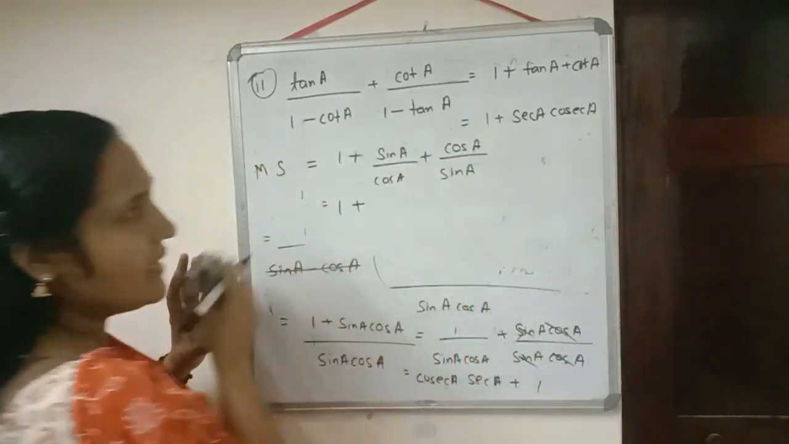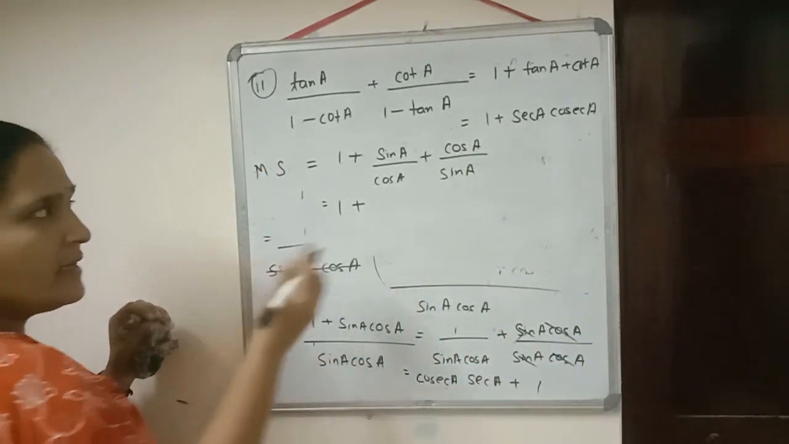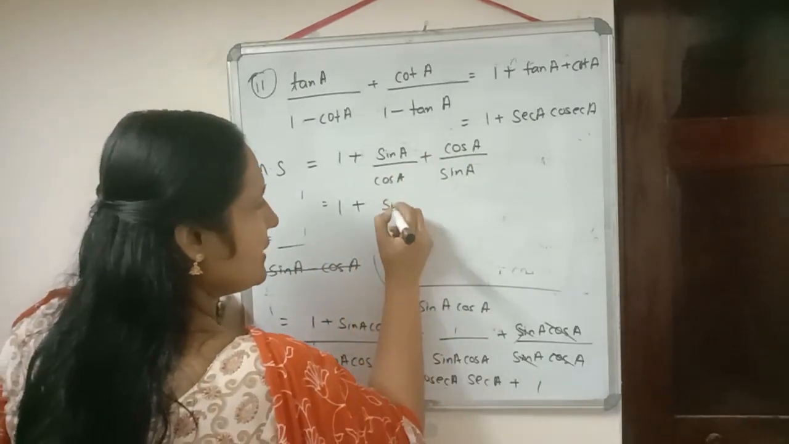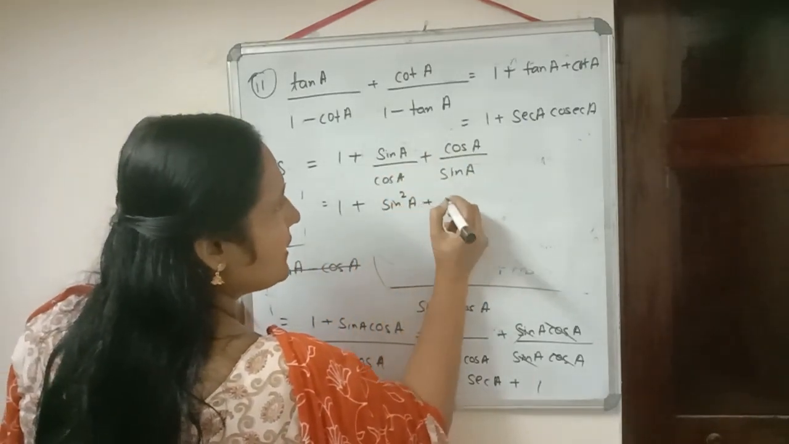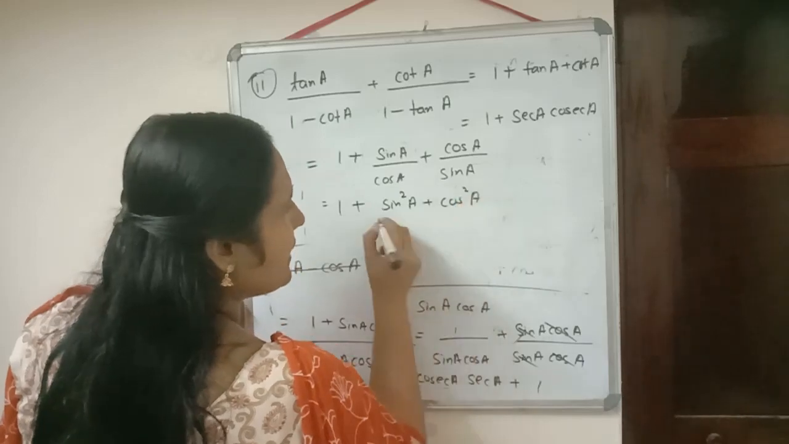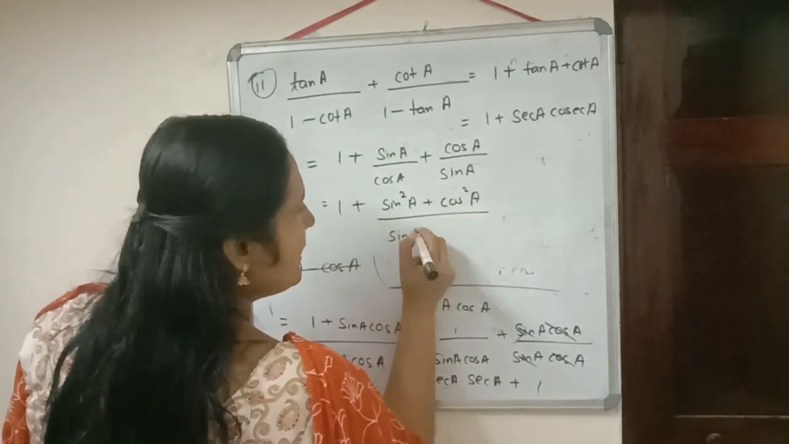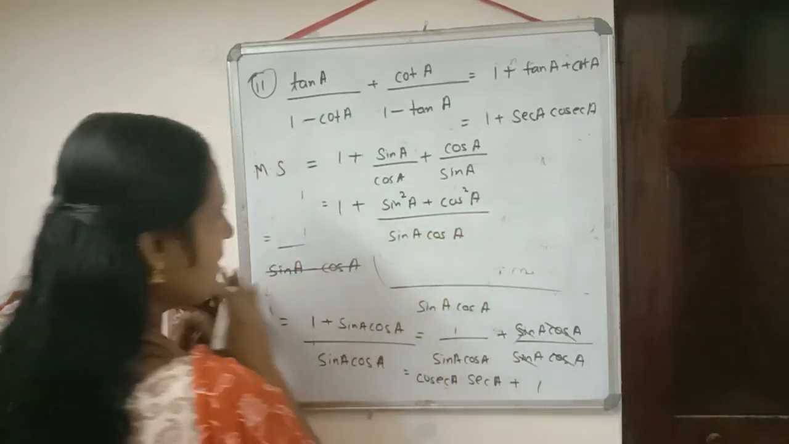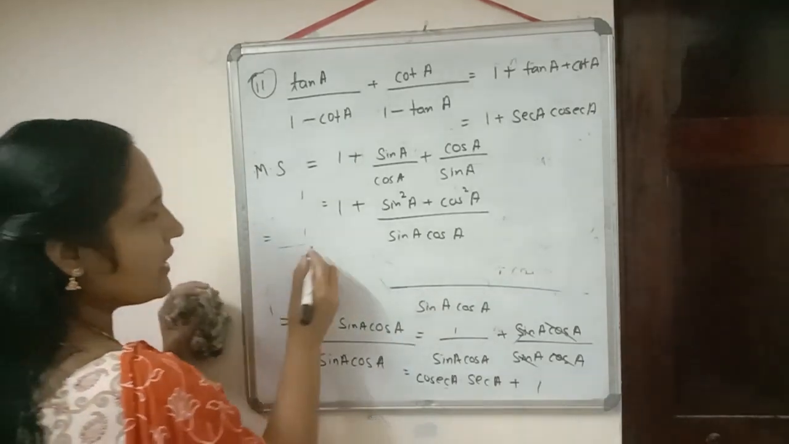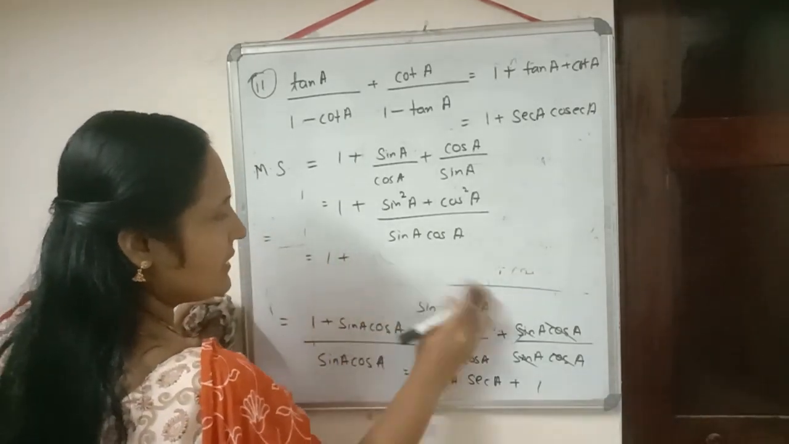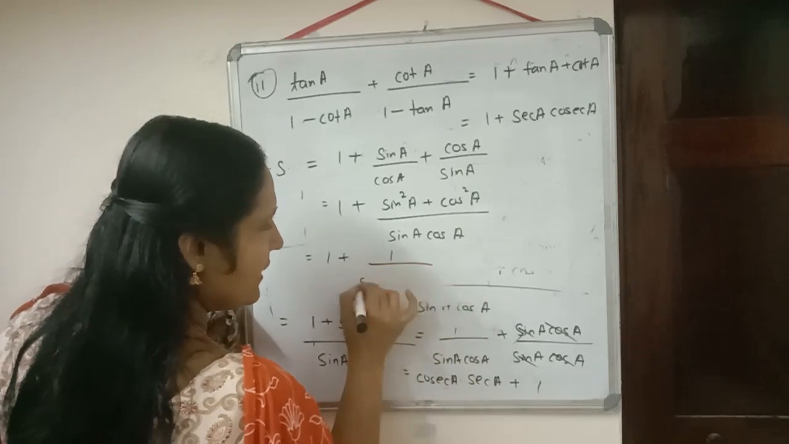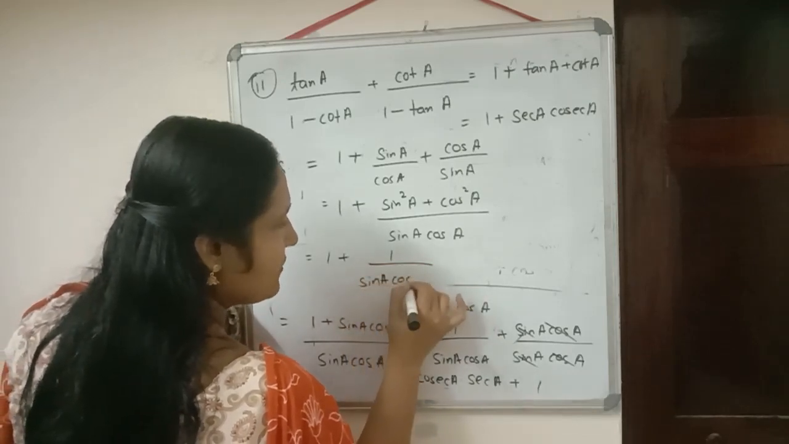1 plus, what we can do here? 1 plus we need there. So don't change anything here, just do the cross multiplication. Then we will get sin square A plus cos square A by sin A into cos A. What is sin square A plus cos square A? 1. So we will get here 1 plus 1 by sin A into cos A.